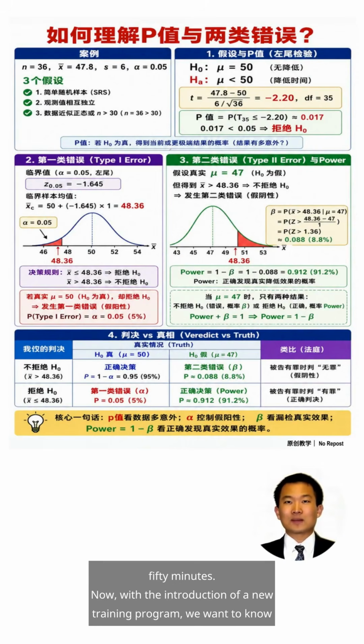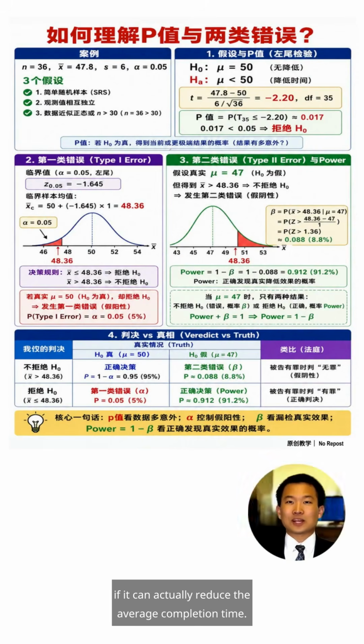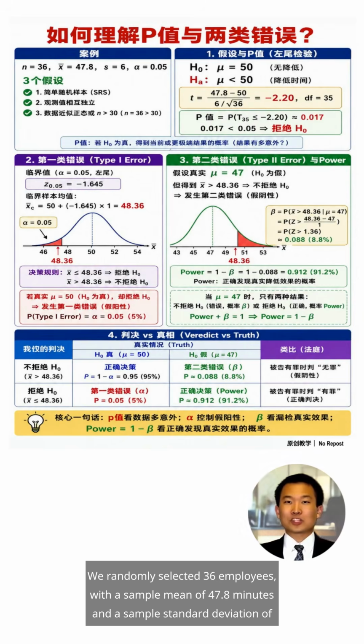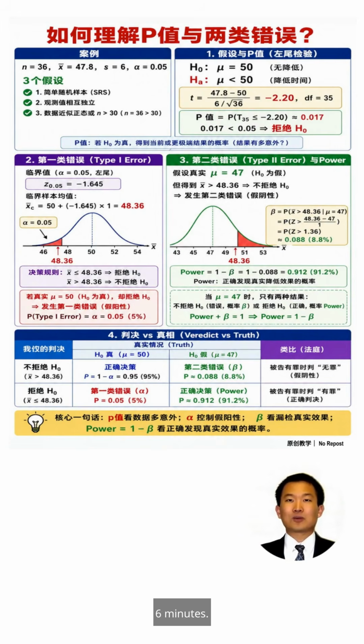Suppose the average time for employees to complete a task is 50 minutes. Now, with the introduction of a huge training program, we want to know if it can actually reduce the average completion time. We randomly selected 36 employees with a sample mean of 47.8 minutes and a sample standard deviation of 6 minutes. Before testing, let's check 3 assumptions.